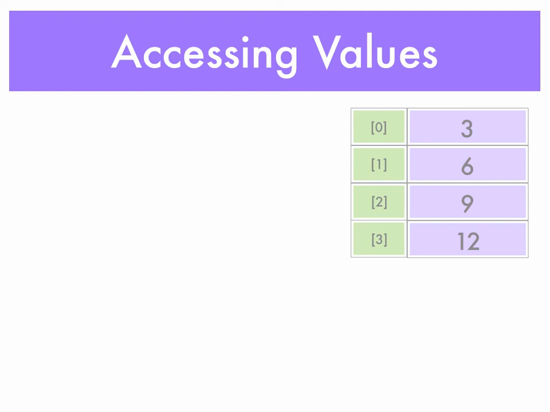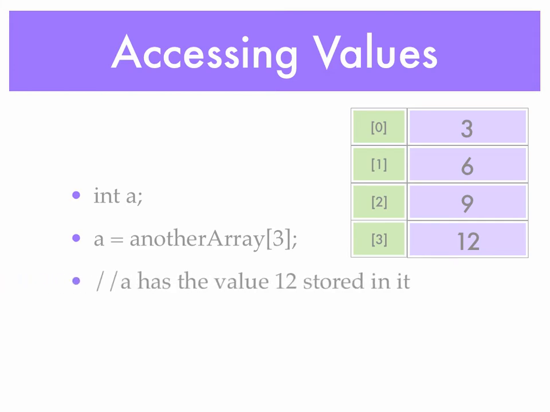Now if I want to access values, I'm going to do that. Let's assume that I have an array of size 4, the array we've been working with, and it's got 3, 6, 9, and 12 in it. If I want to access any one of those spaces, I'm going to create an int called a. Into a, I'm going to put what's in position 3 of my array anotherArray. And so I'll have the line a equals anotherArray sub 3. Right? a therefore has the value of 12 stored to it because I've taken the value 12 from position 3 and put it into that space a.